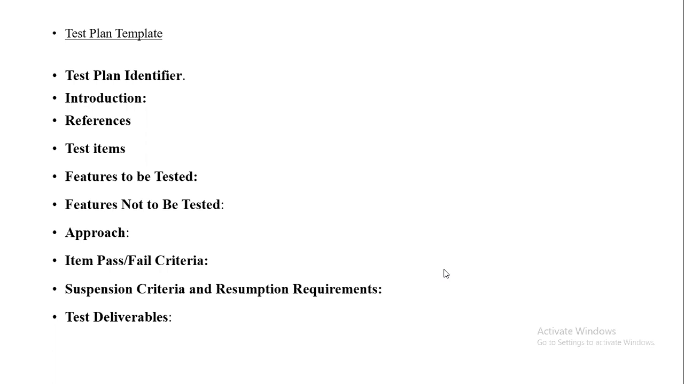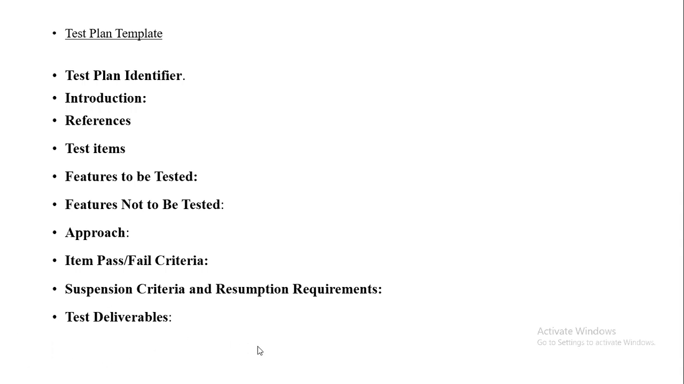And then what are all the test items we need to test, and what are all the features that need to be tested and that need not be tested, we will write that also. And then what is the approach we need to follow, and the criteria by which the item is going to pass or fail. And then suspension criteria and resumption requirements are also there in our test plan template, and test deliverables.